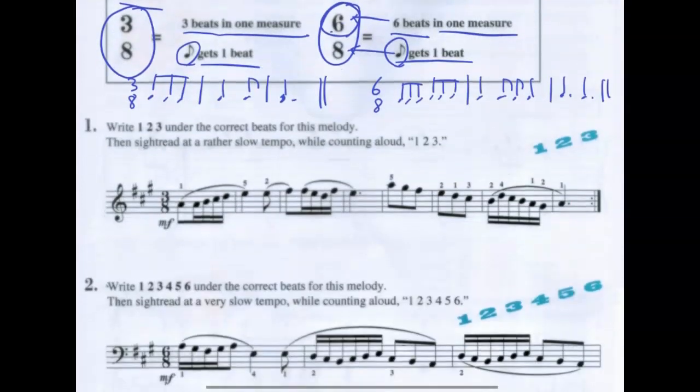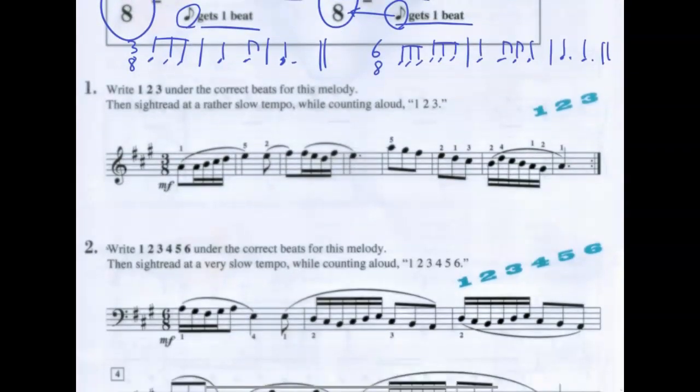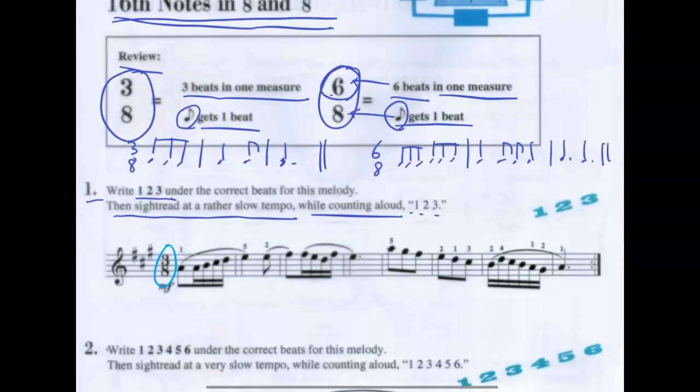Okay, let's move down to number 1. Number 1, let me read it. Write 1 2 3 under the correct beats for this melody. Then sight read at a rather slow tempo while counting aloud 1 2 3. Okay, this is 3/8. The time signature is 3/8. We just talked about 3/8 here. So let's write numbers under the correct beats.